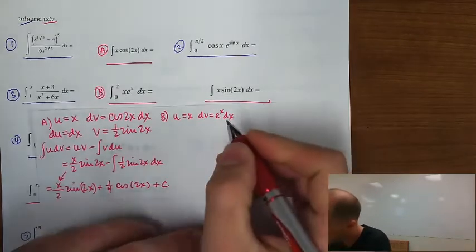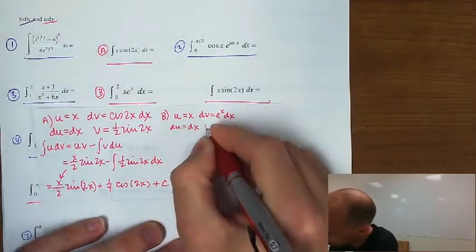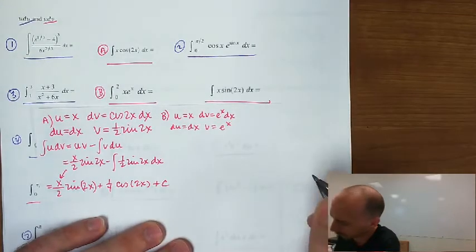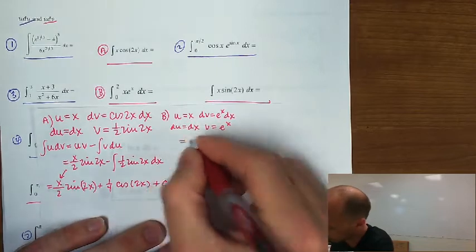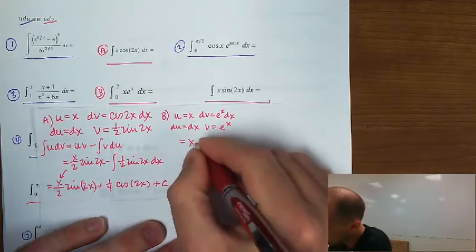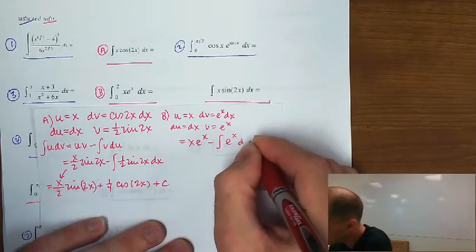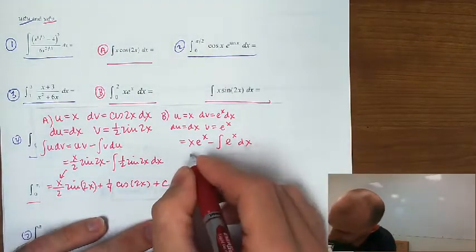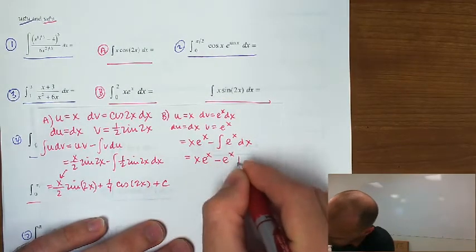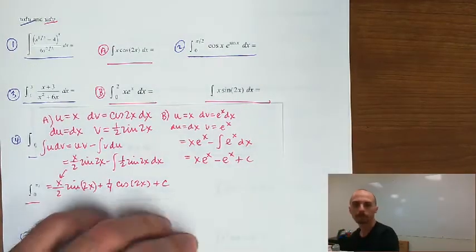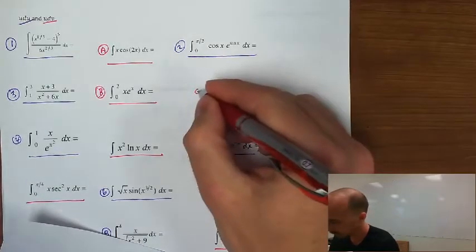All right, du is dx, v is e to the x. So the integral of u dv is equal to u times v, so x e to the x, minus the integral of v du. Okay, so x e to the x minus e to the x plus c. Call that one C.